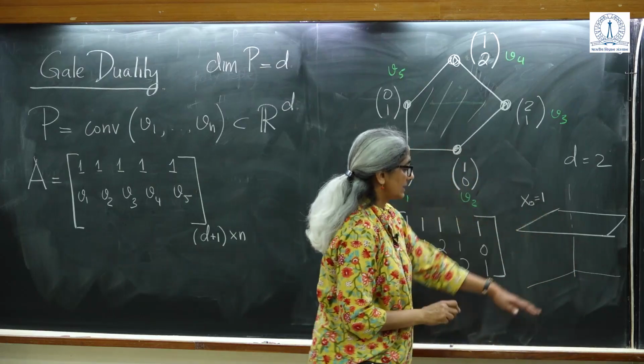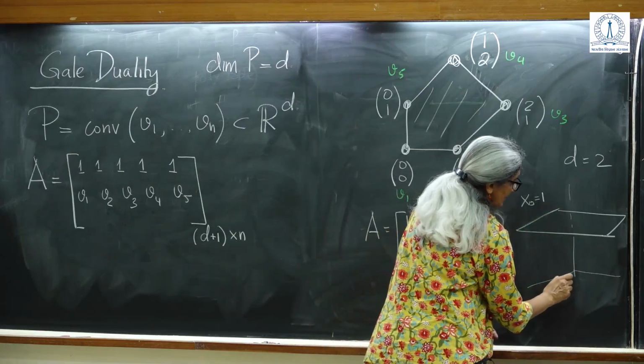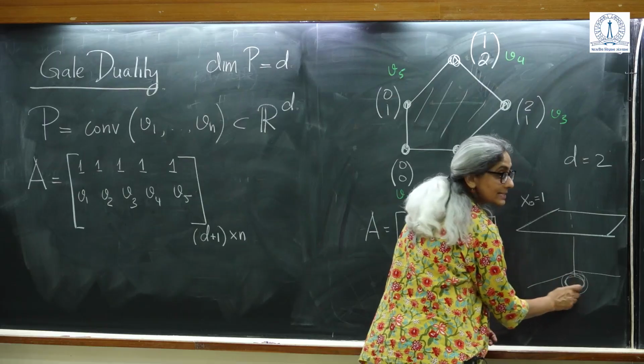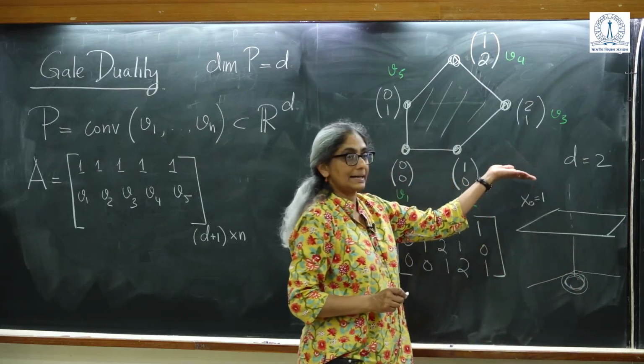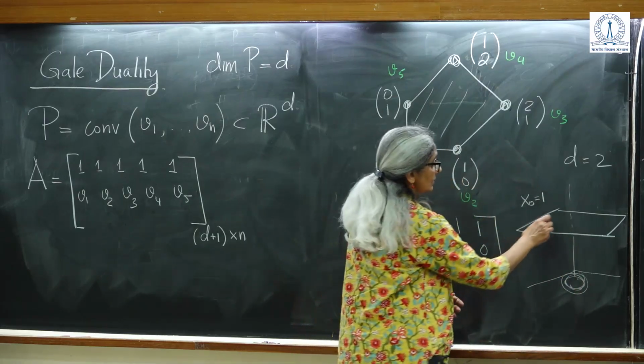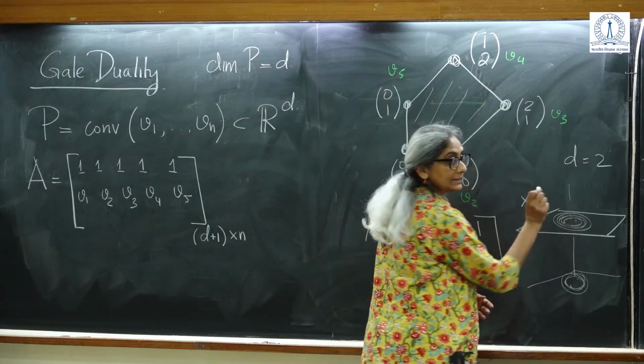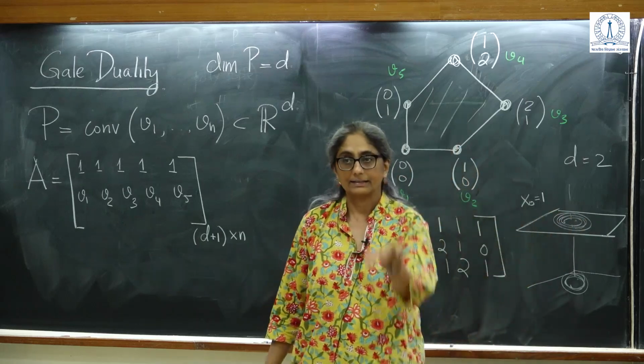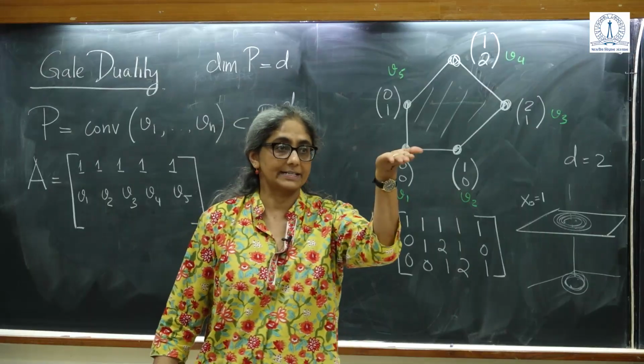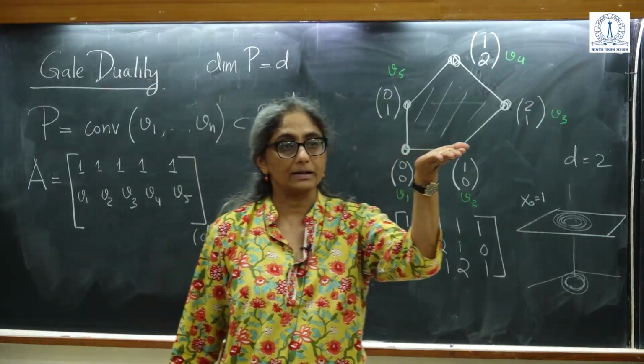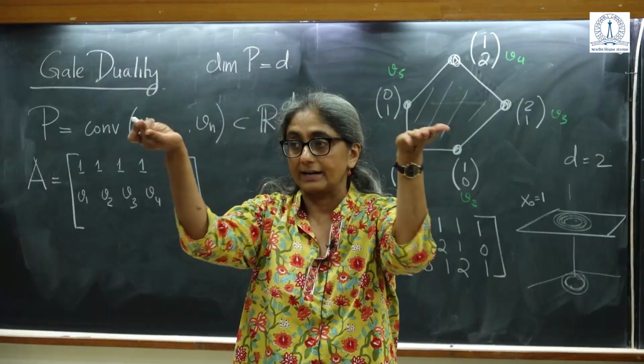Downstairs the polytope was living here somewhere. This is where the polytope was living. And now we have lifted that polytope to height 1. So up here now the polytope is here. I won't try to draw it exactly. That's all that we've done. We haven't changed anything about the combinatorics of the polytope. We've just embedded it in 1 higher dimension.